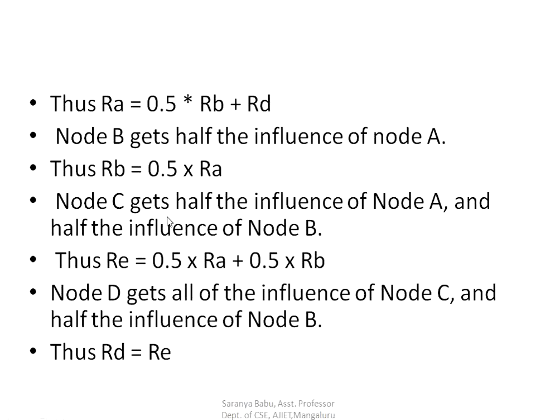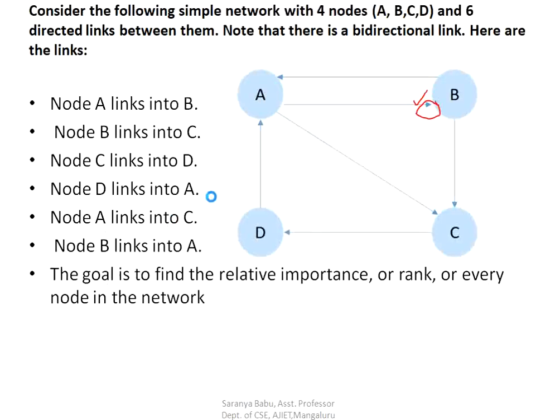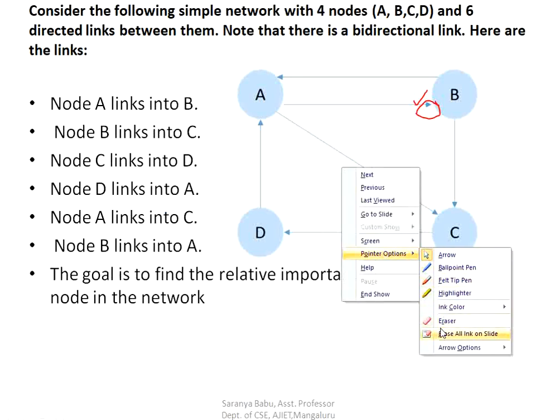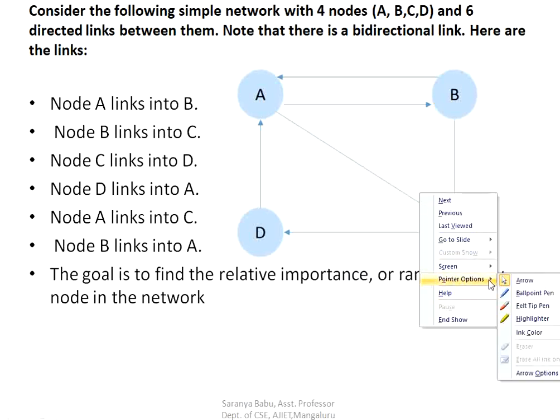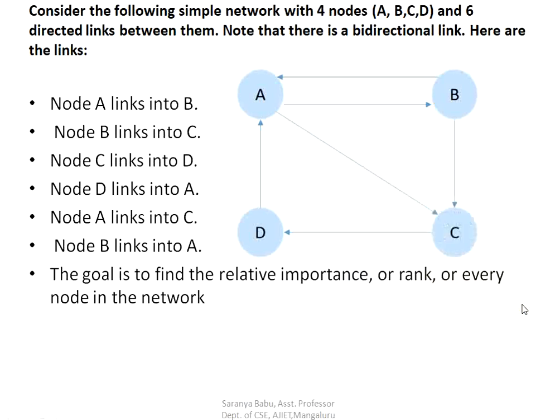Now you check node C. Which are the incoming links to node C? Node C has two incoming links. Correct? Which are those? One is this one, and one more is this one. So is it half or is it full? From node B there were two links. Correct? From node B there are two links.